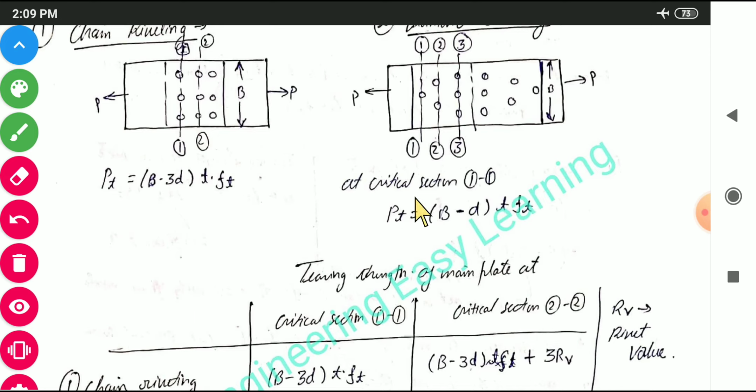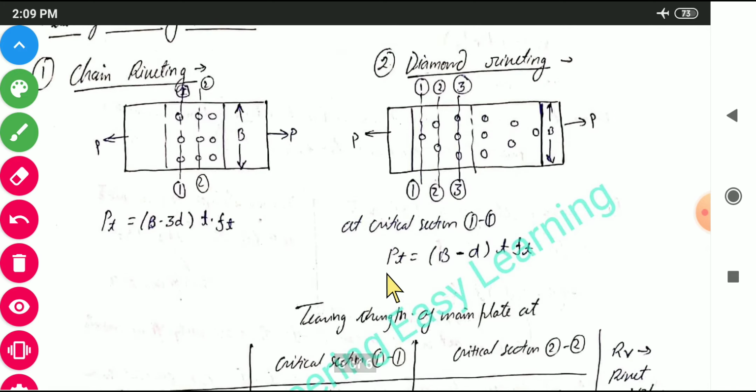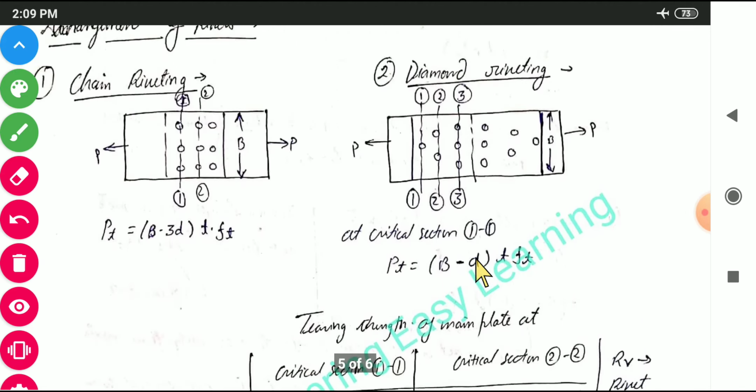And here also you can see that in diamond riveting, the tearing strength will be B minus d. Again, here B is the width of the plate, minus d we are taking at section 1. There is only one rivet, so it will be only d here, times t times ft.